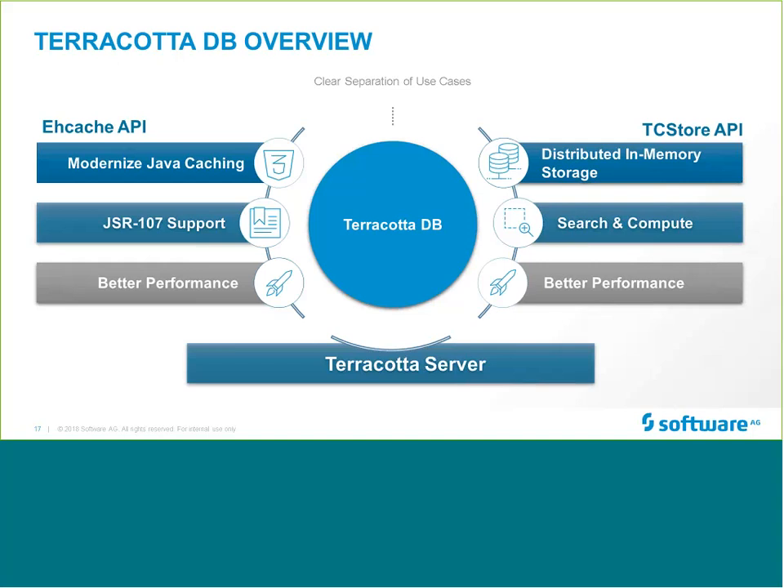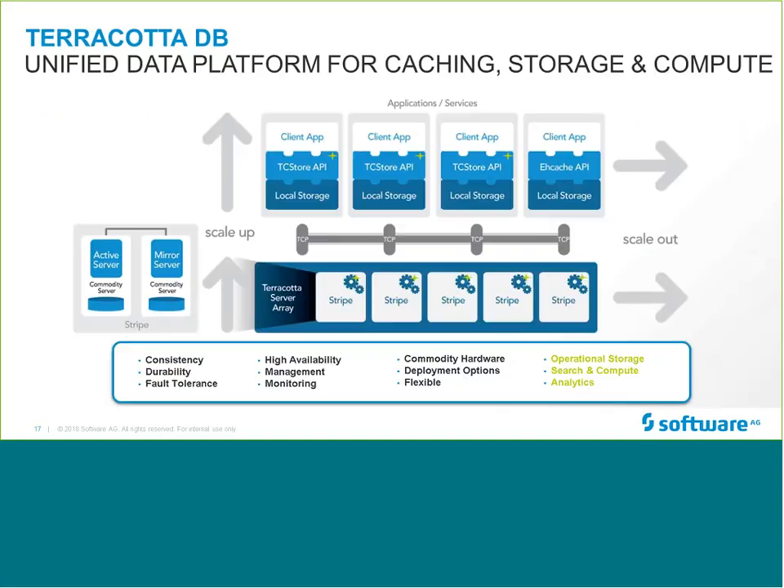And it's better performance. A lot of times people ask me, what better performance as compared to what? It is better performance compared to using your caching with pinning and all that to make it look like a store. So it is definitely much more performant than that. And the beauty about these two APIs is that both are backed by the same Terracotta server platform. So it gives you a unified data platform for all your caching, storage, and computational needs. You can scale out your server as much as you want. It gives you all the consistency, durability, fault tolerance, HA, management and monitoring, as well as an operational store capability, and it gives you advanced search and analytics capabilities, right?